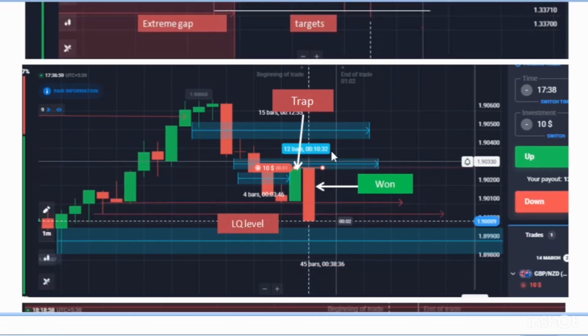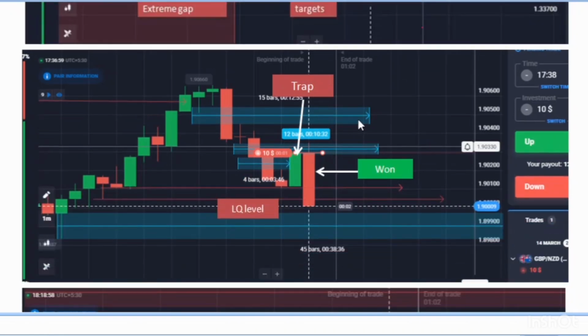Okay, so here also see, this is the liquidity level, and then the market has grabbed the liquidity here. It has created a bearish gap here indicating the downward movement, and then also another bearish gap here. So see, and then this is also another bearish gap here. So see, this is the support level.